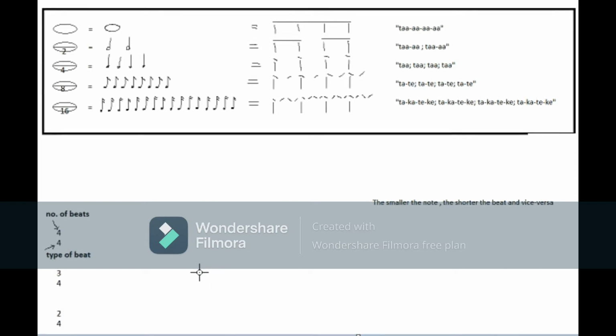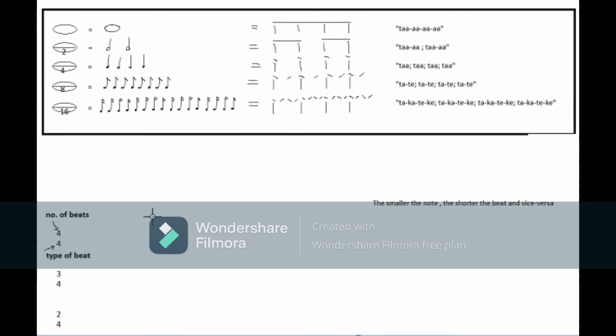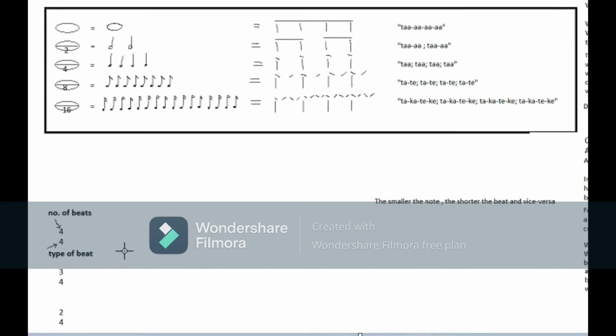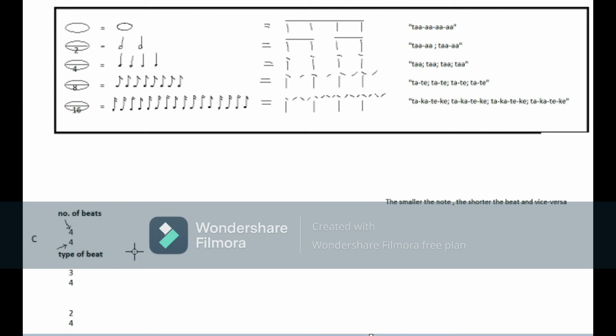So how does this information apply to time signatures in music? We're going to look at some examples of time signatures to help us answer that question. In every time signature, the number at the top tells you how many beats you count in every measure, while the number at the bottom tells you what type of beat you will be counting in.